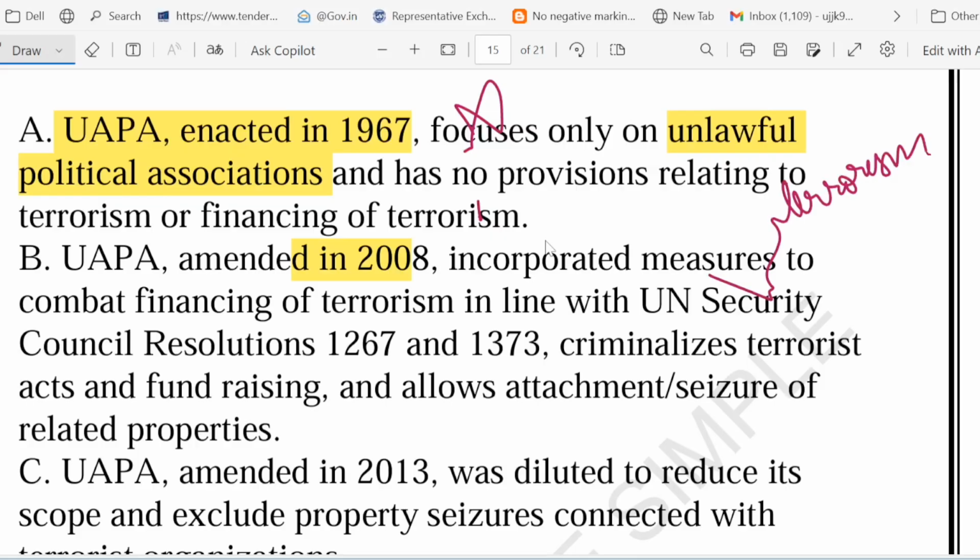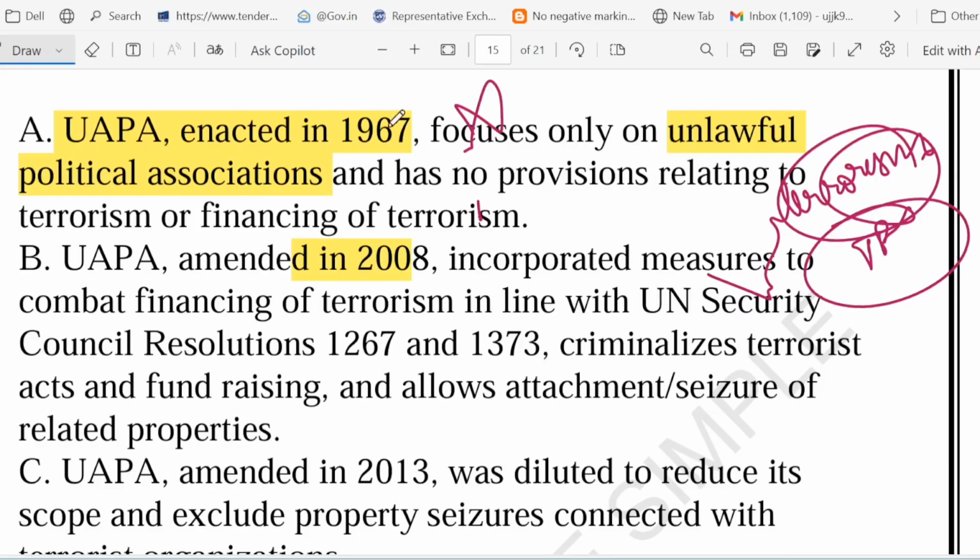Terrorism. And the second point is terror financing. These two become part and parcel of the act. So that's why option A is wrong. It focuses only on the unlawful political action. This is wrong. It has to do with terrorism also.